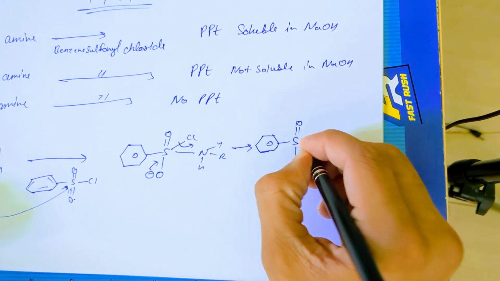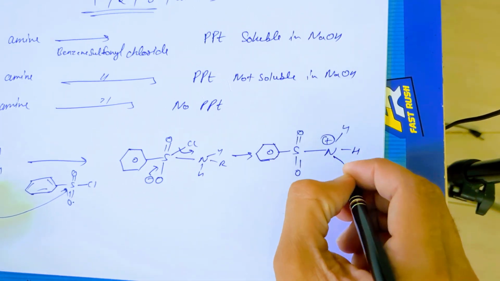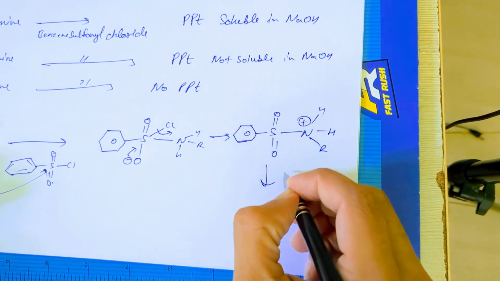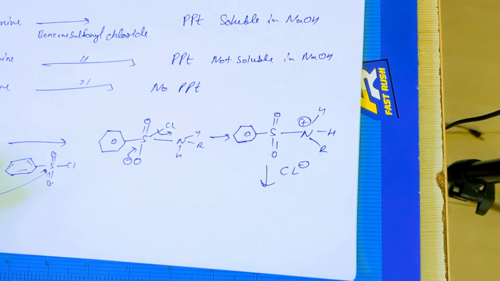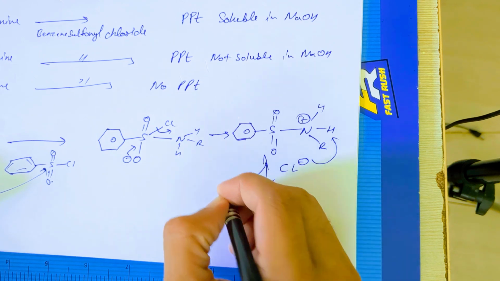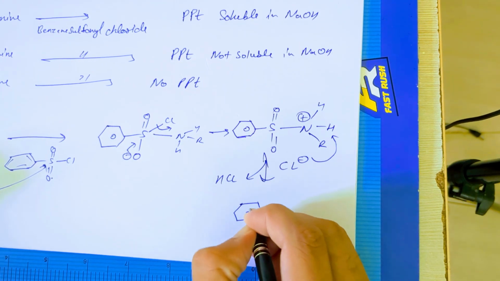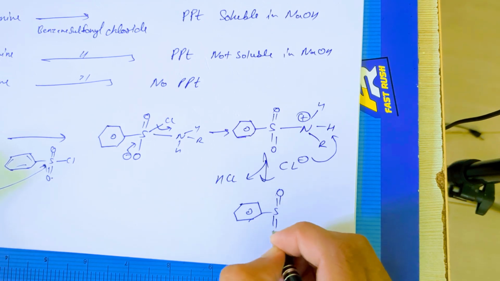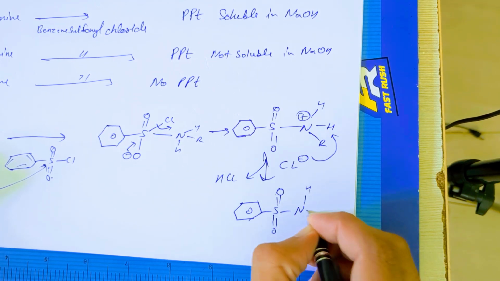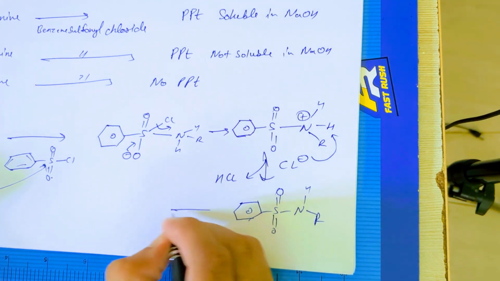that has a positive charge on nitrogen. And again, as we know, the chlorine anion is present in the solution, which attacks this hydrogen and gives us hydrogen chloride plus the product. And now there is a precipitate formation.